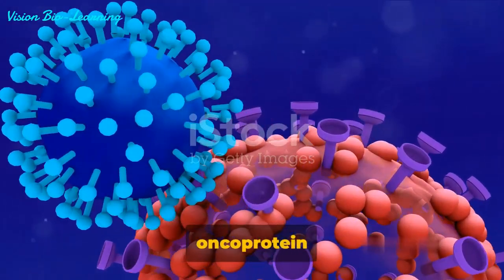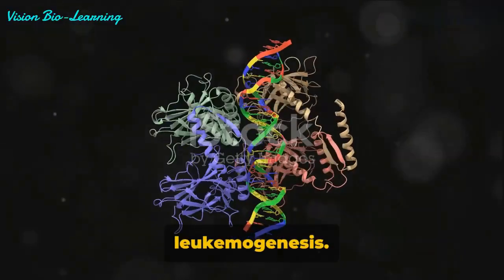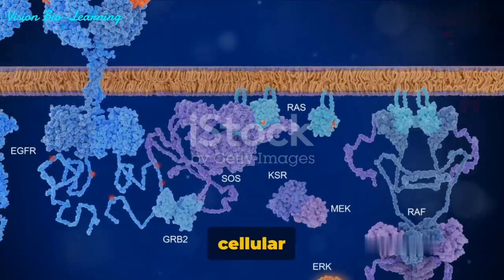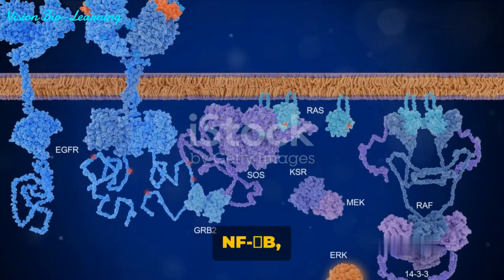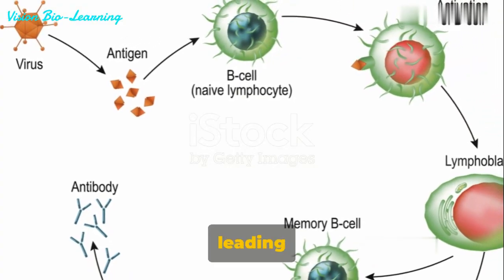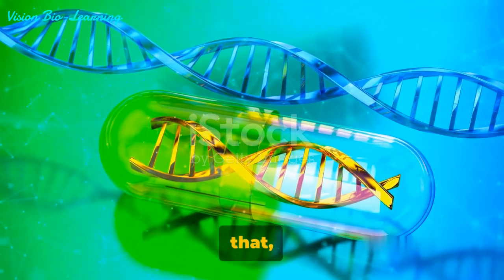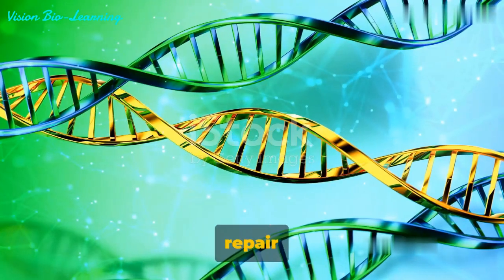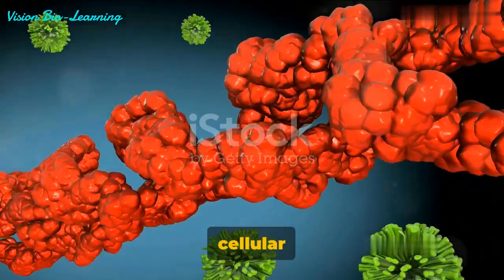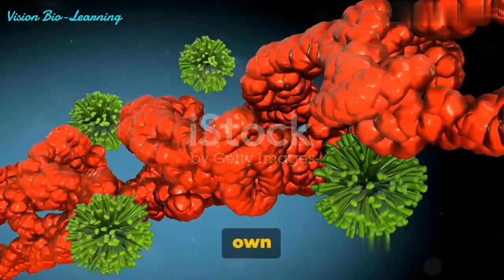The viral oncoprotein TAX plays a pivotal role in the transformation of these cells and ultimately leukemogenesis. TAX is a master of manipulation, dysregulating various cellular pathways. These pathways include NF-kB, CREB, AP1, and PI3K/AKT, leading to increased cell proliferation, survival, and genomic instability. Not only that, TAX also disrupts DNA repair mechanisms and telomerase activity, contributing to chromosomal abnormalities and cellular immortalization. It's like a tiny saboteur, reprogramming the cell to its own advantage.